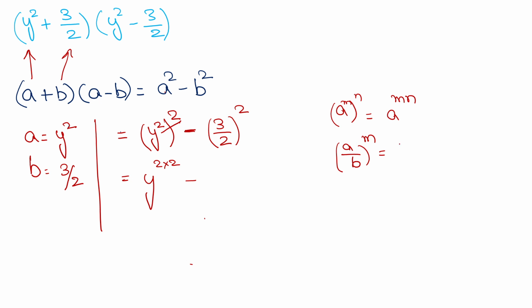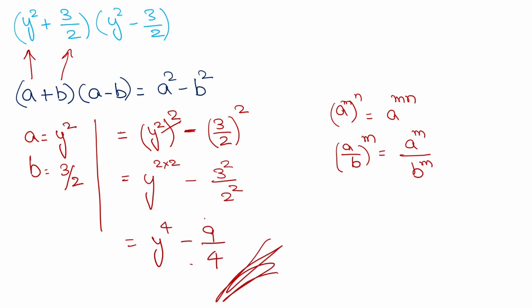You have a fraction and you have a power on it. So the power will be distributed to the numerator as well as the denominator. So it will be 3 square divided by 2 square. So that equals y to the power of 4 minus, what is 3 square? 9. What is 2 square? 4. So it is y to the power of 4 minus 9 by 4. Understood, my dear students? So let us see the next one.